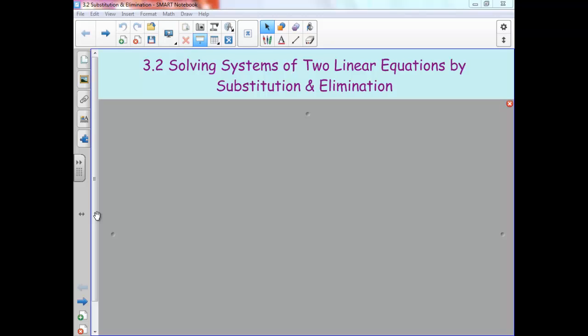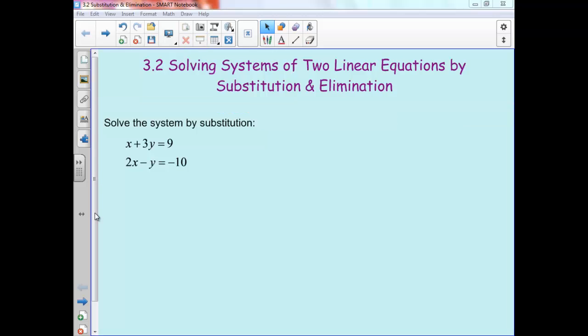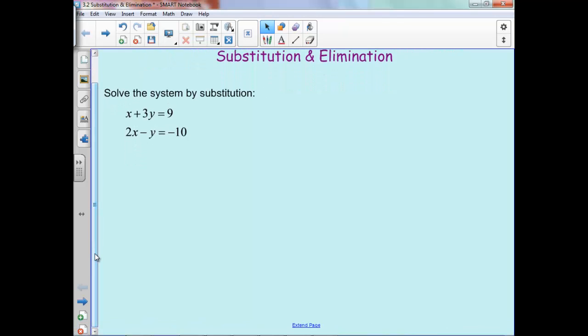So section 3.2, solving systems of two linear equations by substitution and elimination. So we did by graphing before. This way is just a little bit nicer to use. You don't have to worry about the human error that comes with graphing lines.